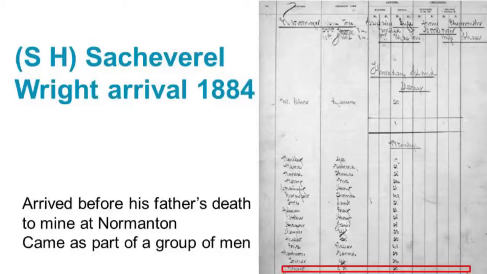Great, thank you. So this is the passenger list for Cheverell, arriving in 1884. There he is down the bottom. You can notice that he's actually come as a part of a group of men.